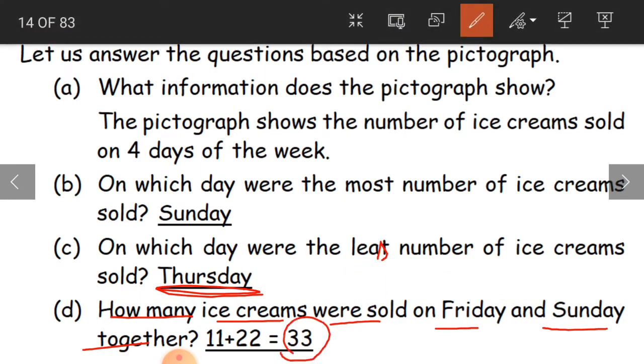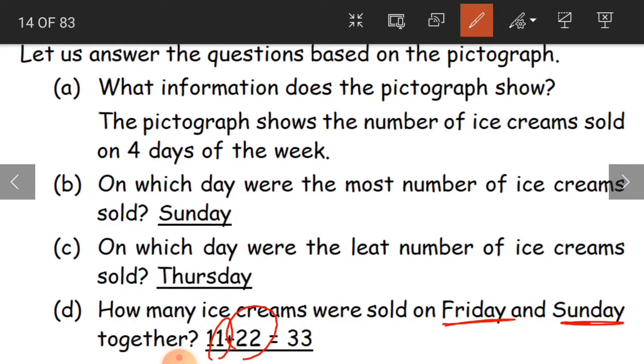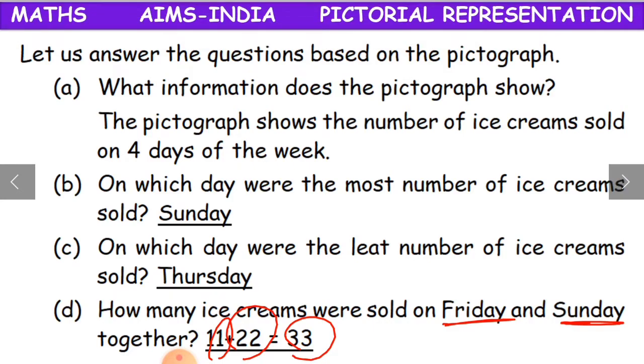See here, the total is 11 plus 22, 33. 11 were sold on Friday, 22 were sold on Sunday. Altogether, 33 ice creams were sold.